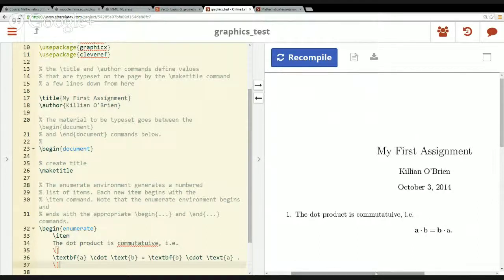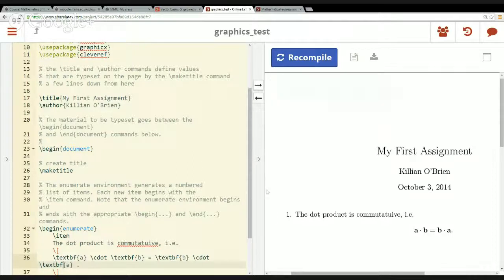Oh, except the b isn't coming out right, because I've only just done \text. I needed \textbf. Okay, so recompile that. It should be looking okay with both of them done in bold. So the dot product is commutative, i.e. a dot b equals b dot a. Okay. So once you get into the swing of using it, it can be quite nice to write it down.